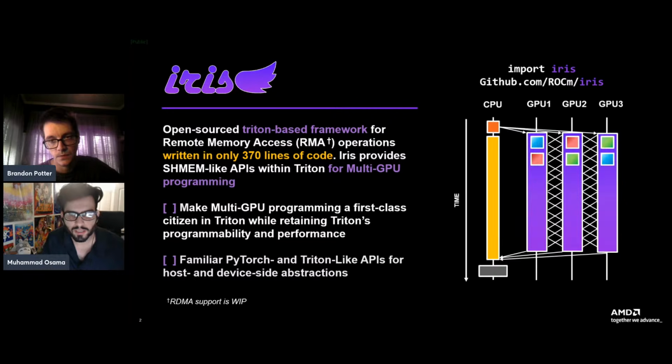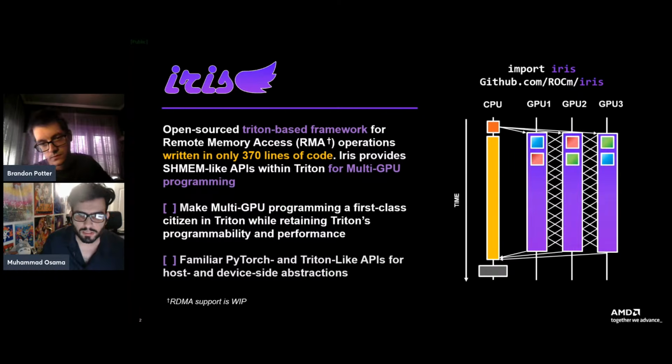If you'd like a summary of what Iris is, it is really well encapsulated within this slide. Iris is an open source Triton-based framework, and as Mark mentioned, there are already folks using it. It is a Triton-based framework for remote memory accesses. RDMA support is in the works. It is written in only 370 lines of code, and Iris provides SHMEM-like interfaces within Triton for multi-GPU programming.